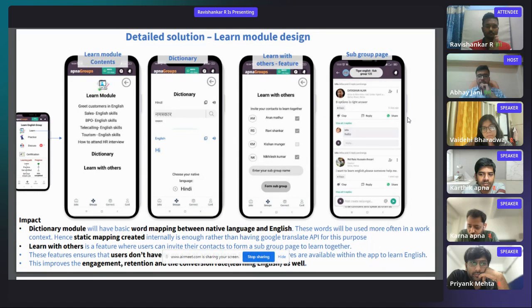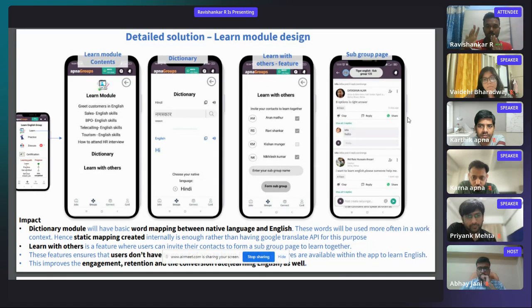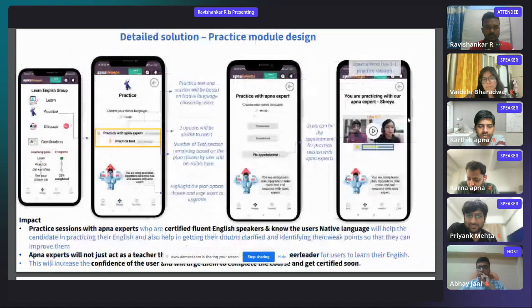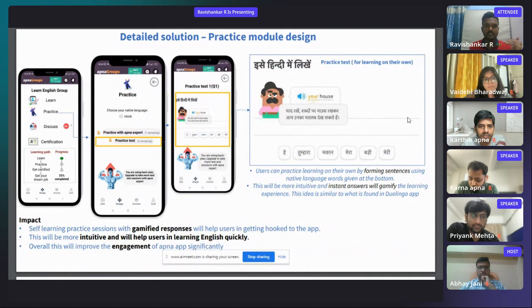Ravi, less than 2 minutes. Sure. And we have learn with others as well, where they can have groups and subgroups to learn with other participants. So I'll quickly go to the next one, which is practice sessions. There are basically two: one is with experts and the other one is practice tests. Expert is like a video portal where they can fix an appointment and practice.